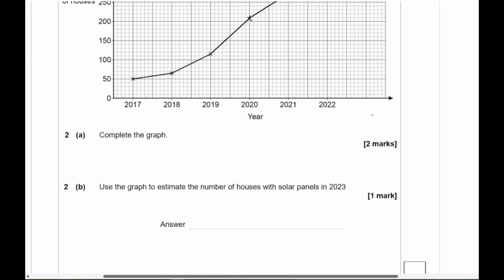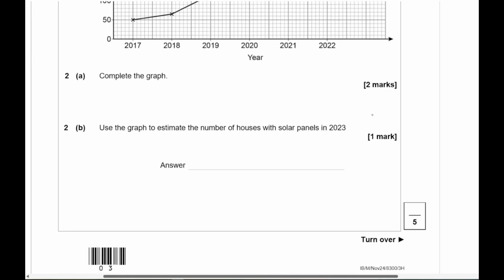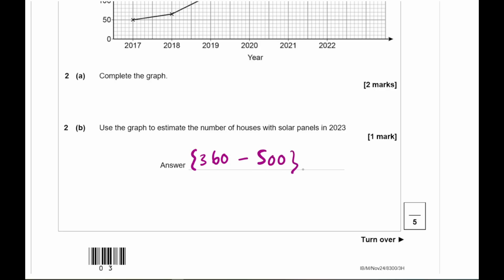Then for question B, it says use the graph to estimate the number of houses with solar panels in 2023, in which they would accept any answer within the given range of 360 to 500. So as long as your answer is between that region, then you are going to be absolutely fine.